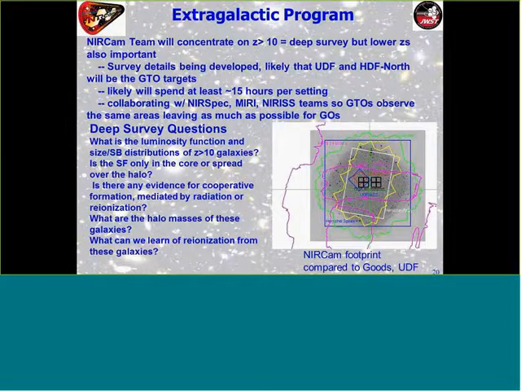We're thinking that the UDF and part of HDF North would be our prime targets, 2 places, so that regardless of launch date, we have something that we would be able to observe quickly and have some robustness against cosmic variance.